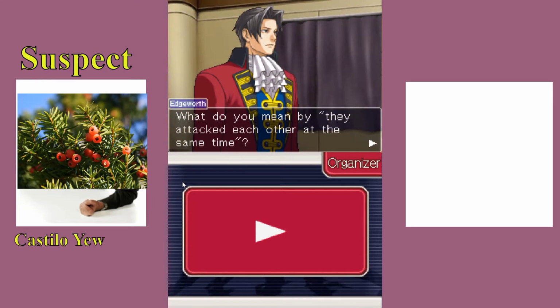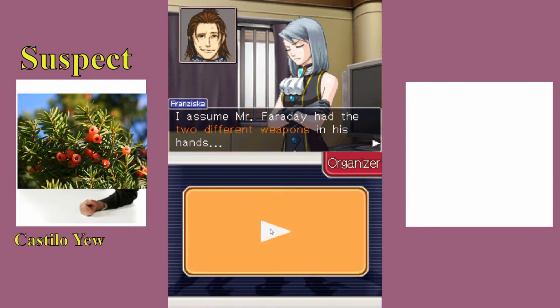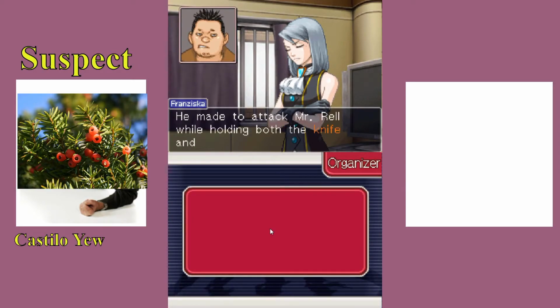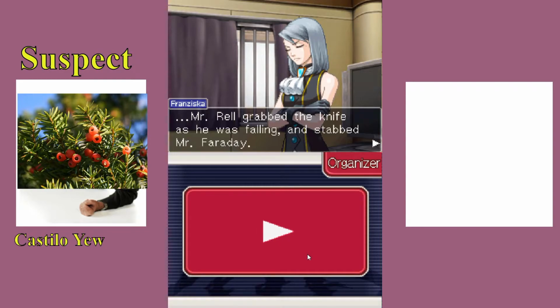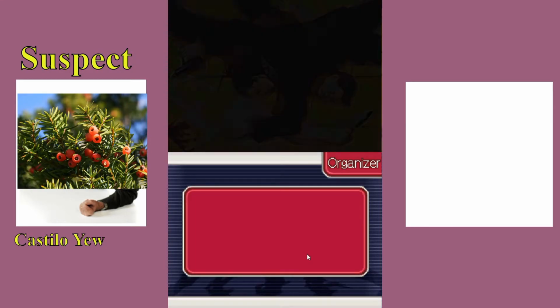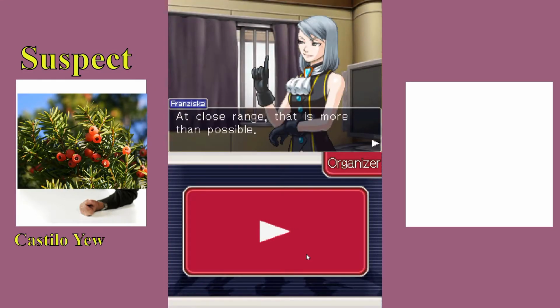What do you mean by they attacked each other at the same time? I assume that Mr. Faraday had two different weapons in his hands. He made to attack Mr. Rell while holding both the knife and revolver. You know, as people do. Two-handing a ranged weapon and a melee weapon. And then, after Mr. Faraday fired from the gun, Mr. Rell grabbed the knife as he was falling and stabbed Mr. Faraday as he was falling. That is how Mr. Rell wound up on the bottom with Mr. Faraday on top. At close range, that is more than possible.